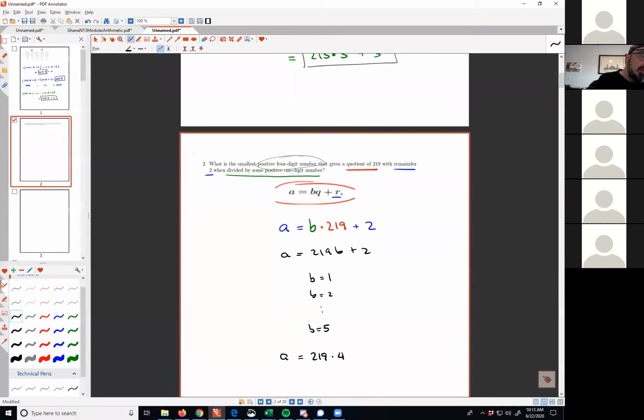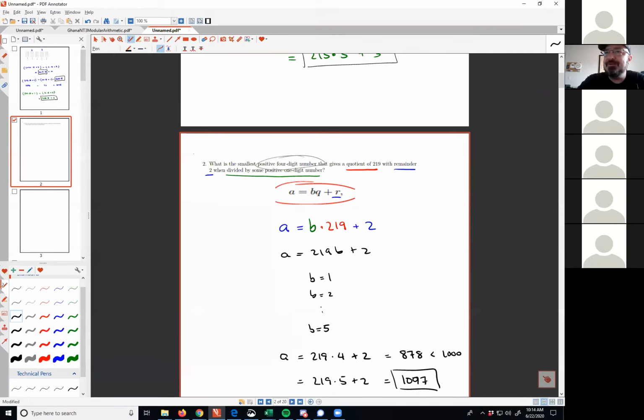Good, I like your estimation technique. This right here is going to be too small. Five would be the way to go. 219 times 5 plus 2 is exactly right. And that's our answer. So this is mostly a problem just to get you used to working with this equation, thinking about it in this way.